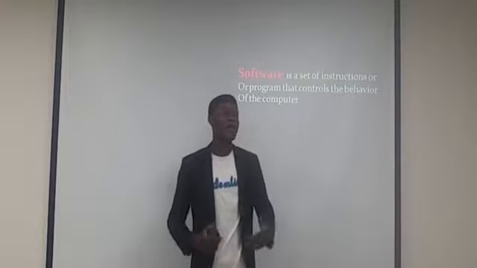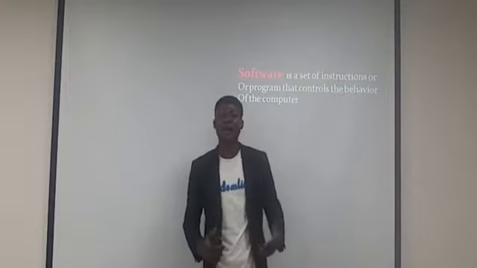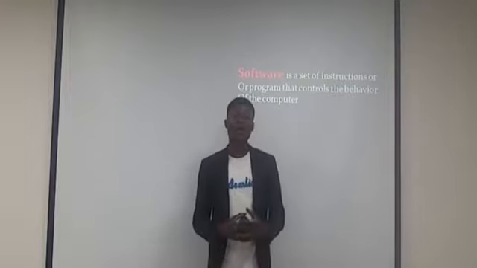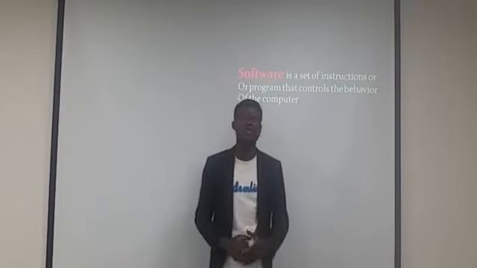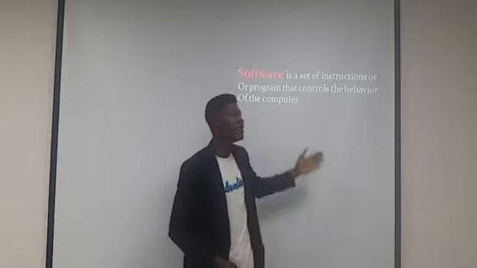It is like the engine in a car. If the car is beautiful, no matter how good it looks, if it does not have an engine, it cannot move itself around. So that is how important the software is to the computer.